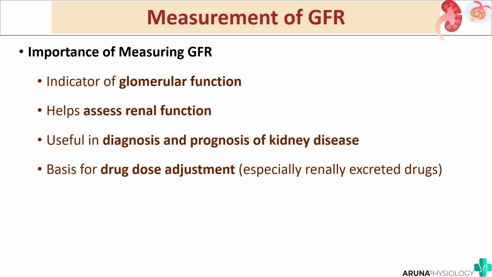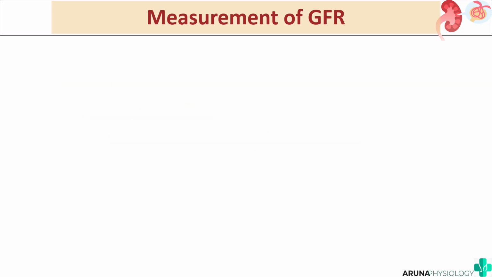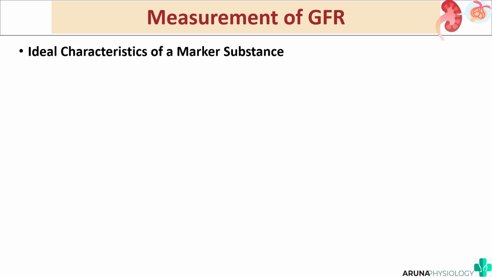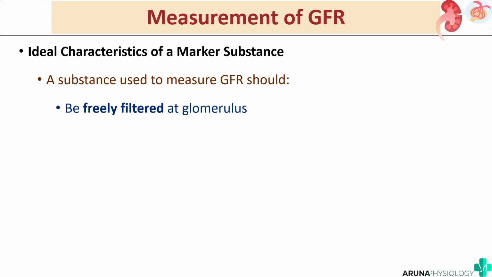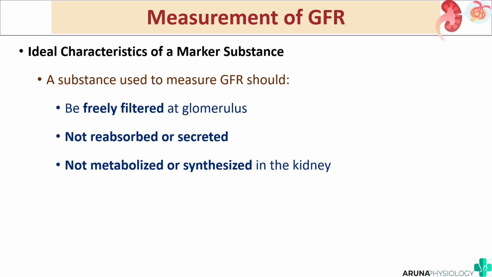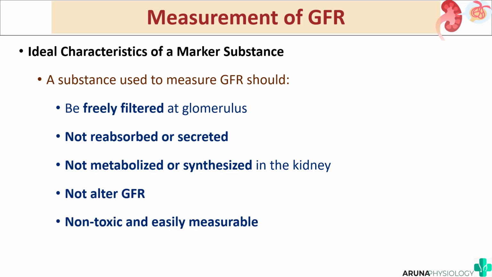So with what do we measure the GFR? To measure the GFR, we need an ideal substance, and there are certain characteristics for this marker substance. The substance used to measure GFR should be freely filtered at the glomerulus. It should not be reabsorbed or secreted. It should not be metabolized or synthesized in the kidney, and it should not alter the GFR. It should be non-toxic and easily measurable. Only if these criteria are met can we actually measure the GFR. We need that substance to get fully filtered and excreted so that we know the rate at which the glomerular filtration occurs.